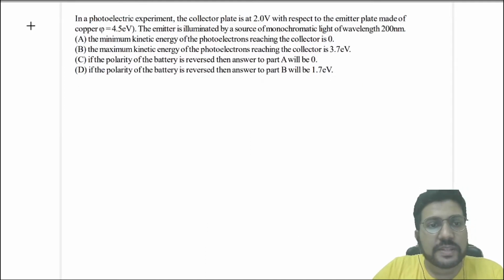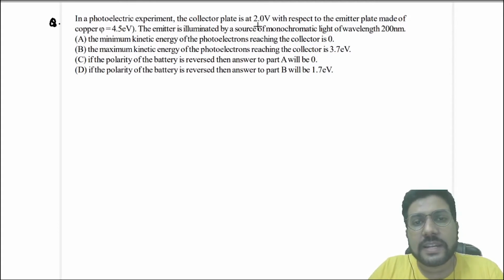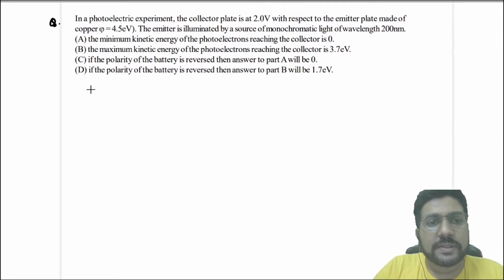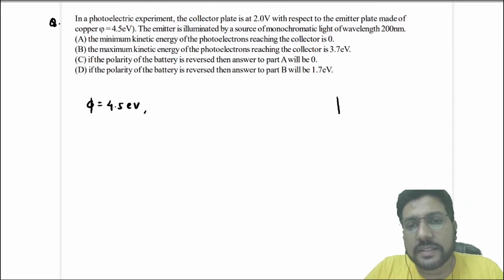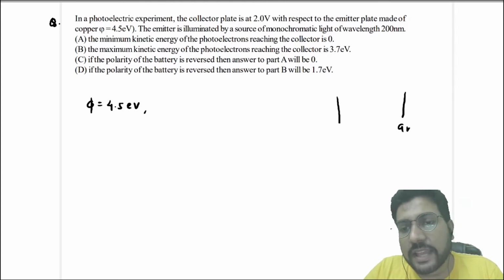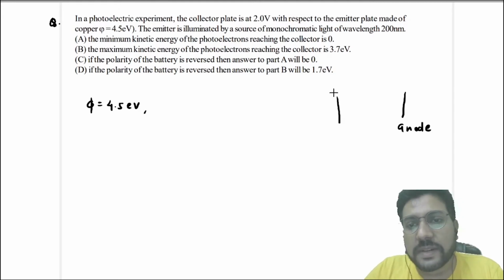Now let us move to the next question. It is given that in a photoelectric experiment the collector plate is at 2 volt with respect to the emitter plate made of copper. The work function of copper is given as 4.5 electron volt, and the collector plate is called the anode. The collector plate is at 2 volt with respect to the emitter plate, that means it is an accelerating voltage. This is at 2 volt with respect to the emitter plate, that is the cathode.